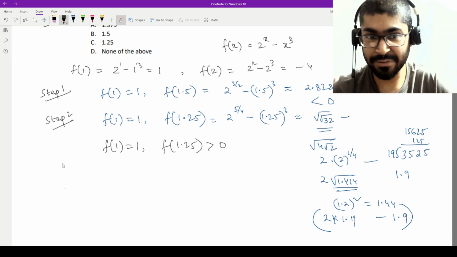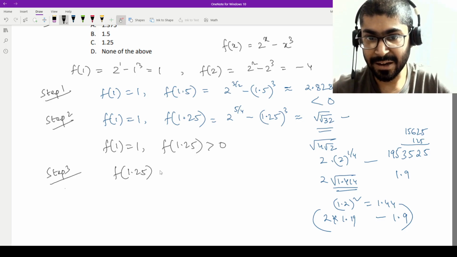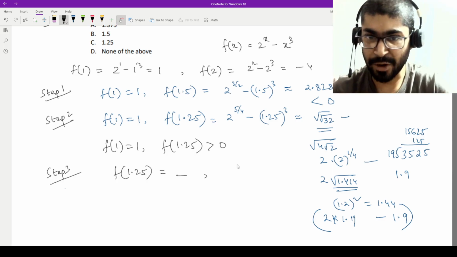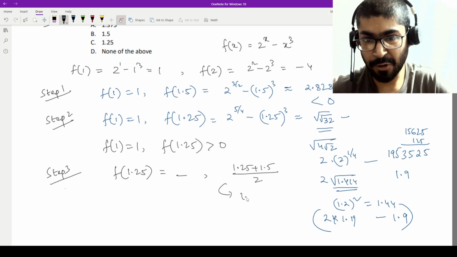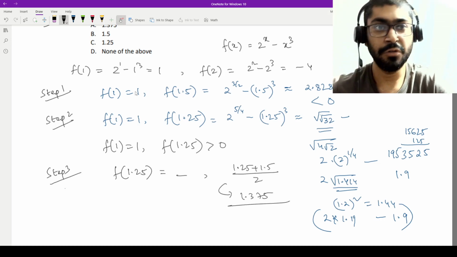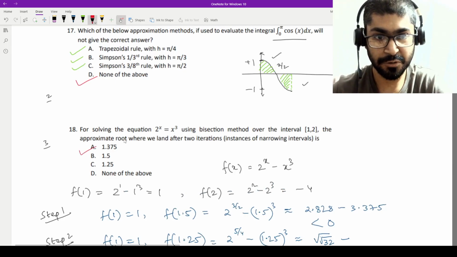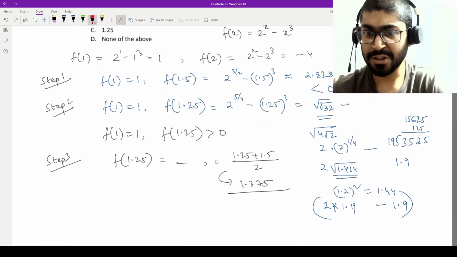So if this is positive, after step 2, our step 3 will start with f1.25 equal to whatever value we get, and the value between 1.25 and 1.5, right? Because we will shift that, so that will be 1.25 plus 1.5 by 2, which is basically 1.375. So we would be having the approximate root as 1.375. Okay, I hope you understood this calculation.